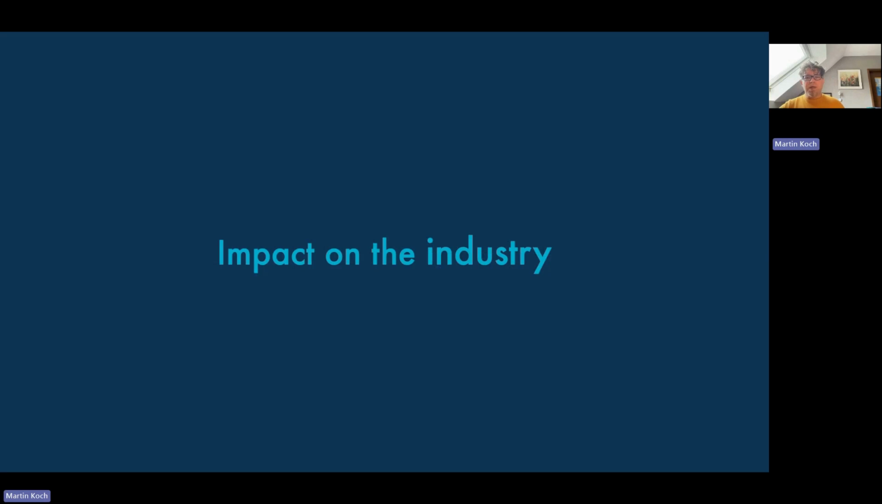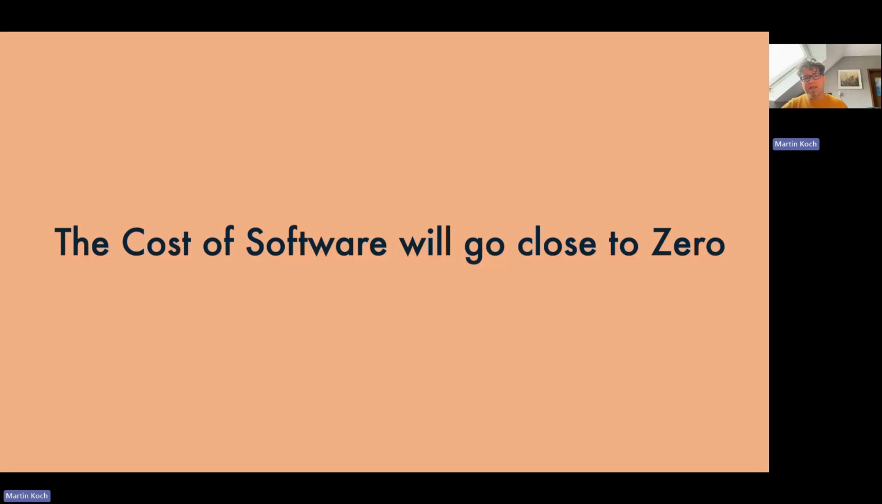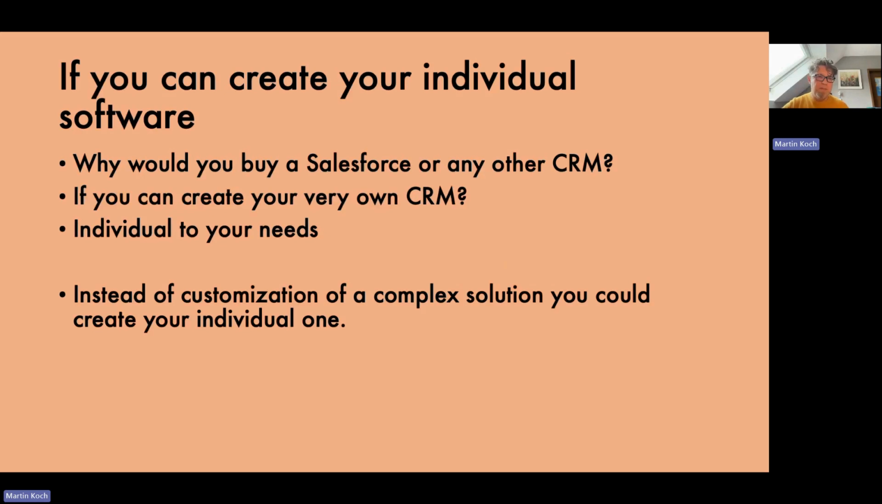All right, so what is the impact on the industry? I have here a pretty bold statement that I would like to explain further, like how do I come to this conclusion? I think the cost of software will fall steeply and will go close to zero. So if you can create your individual software, why would you, for example, buy a Salesforce solution or any other CRM or any software of that kind of complexity if you could create your very own CRM? If it's actually individual to your needs, and you don't need to customize a complex solution you bought, but you can rather create your fully individual one.